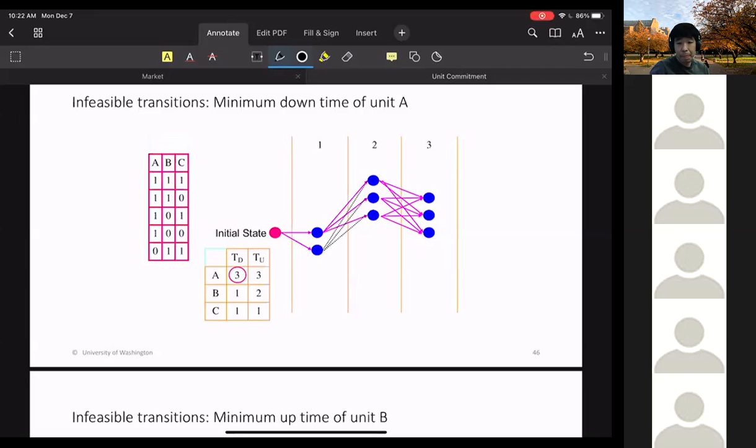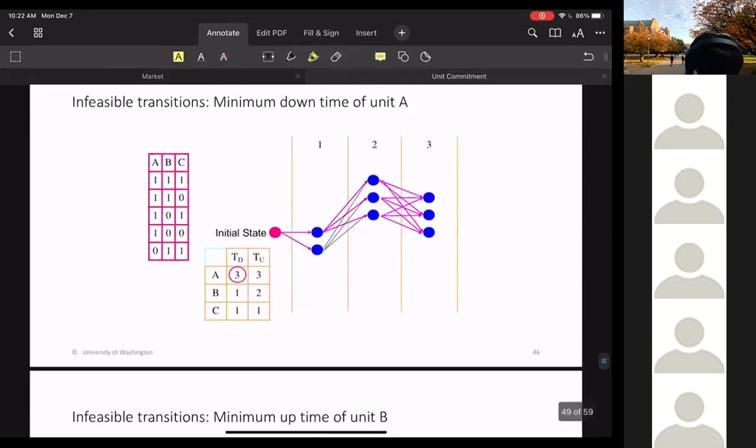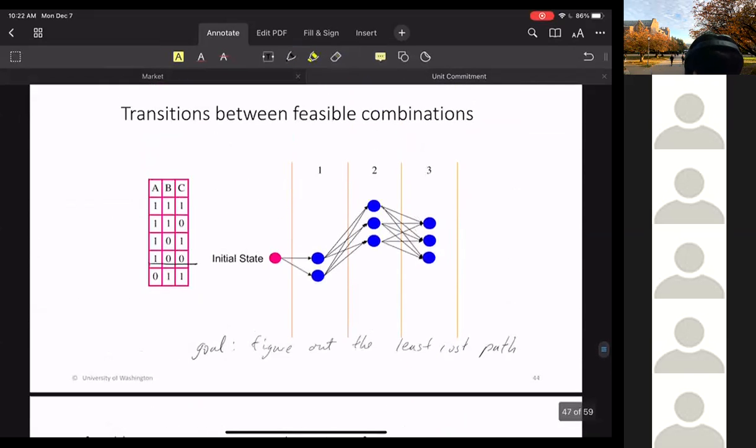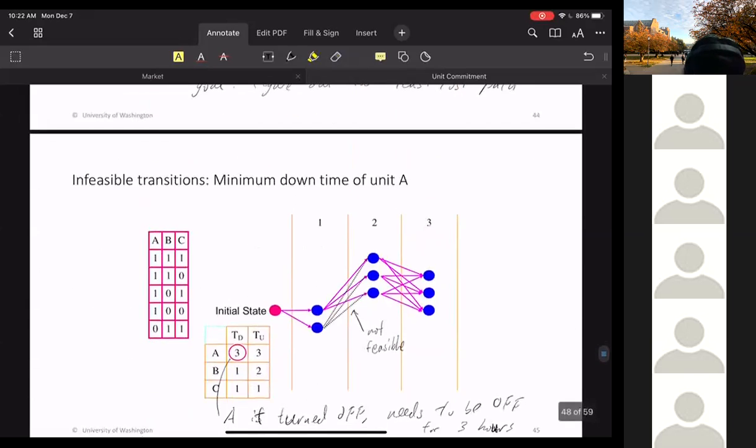Professor, do you mind going over again how you eliminate the purple path in this slide? How do I eliminate some of the paths? The purple paths are all the possible ones, right? So what we want to do is eliminate the ones that are not possible. At this stage, these are the paths we have. Some of them are not possible because of the minimum on time conditions.